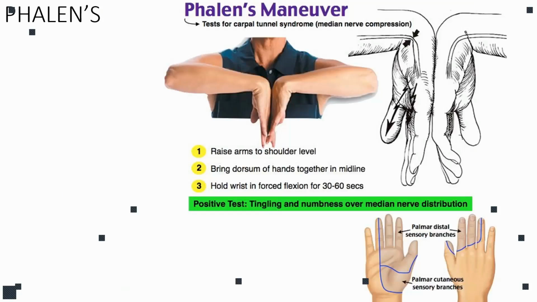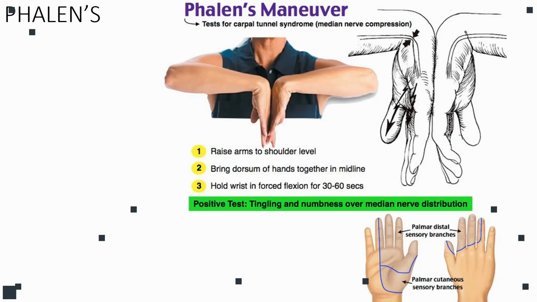So there are some special tests. One of the commonest tests applied is Phalen's maneuver. Phalen's maneuver is to find out whether there is carpal tunnel syndrome. You can do a direct compression of the carpal tunnel, but this is a better way. You ask the patient to flex both wrists at, say, 90 degrees, and that way you are increasing the pressure on the median nerve. If the person has carpal tunnel syndrome, then obviously you can recreate the symptoms.